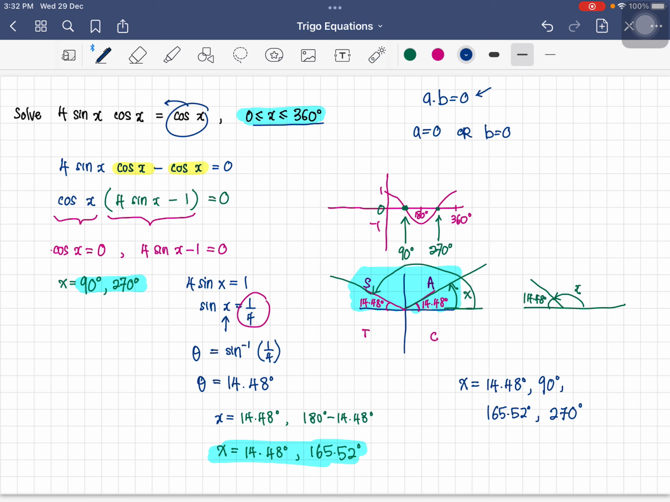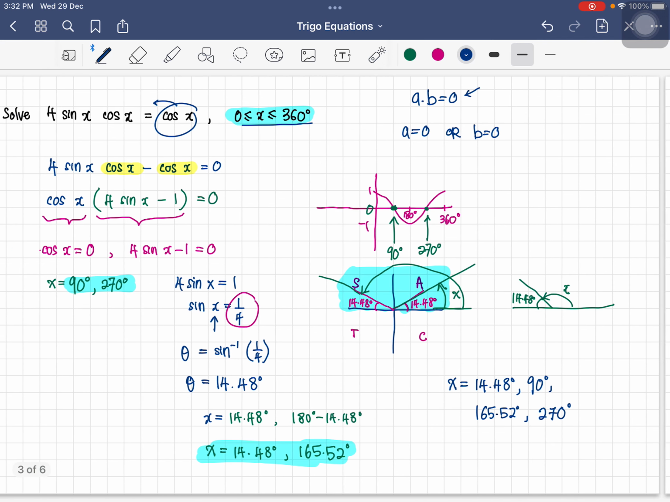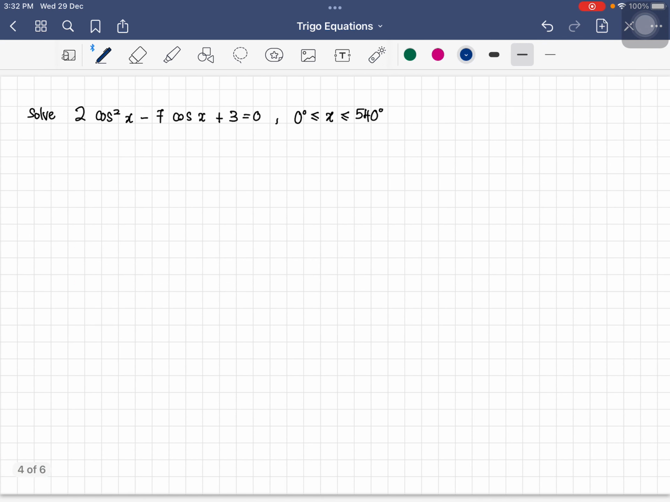I hope you get the idea, right? About the basic angle, that is what is meant by the basic angle. Let's look at the second one. Suppose we are given 2 cos squared of x minus 7 cos of x plus 3 equal to 0. We see that this can be transformed into a quadratic equation.